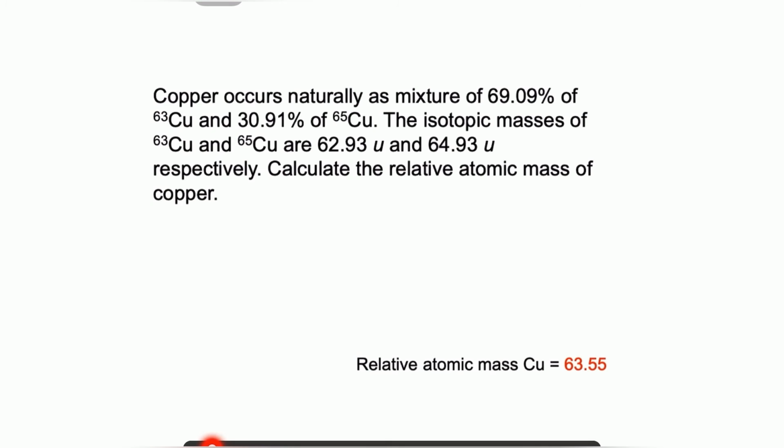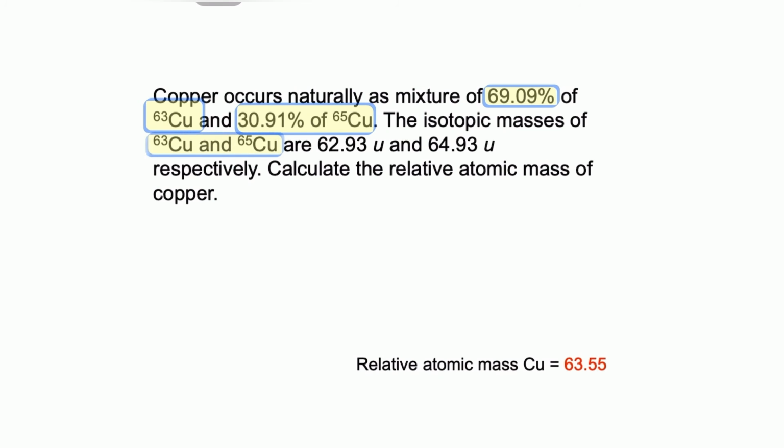Okay, another example is copper, which occurs naturally as a mixture of 60.09% of copper 63 and 30.91% of copper 65. So copper has two types of isotope, 63 and 65, and it gives you the percentage abundance. At the same time, it gives you the isotopic masses of copper, which is 62.93 U for copper 63, and 64.93 U for copper 65.